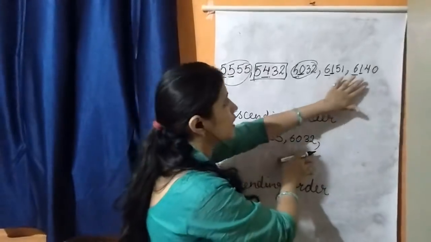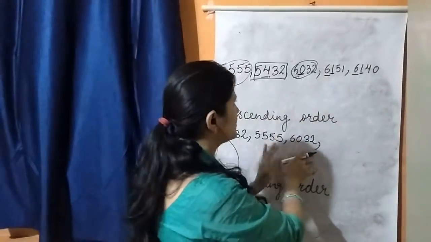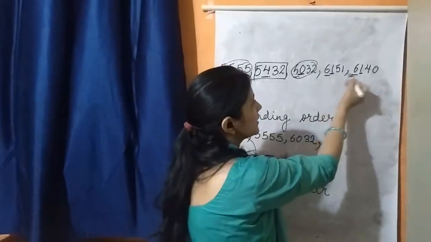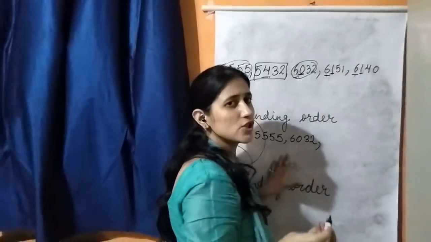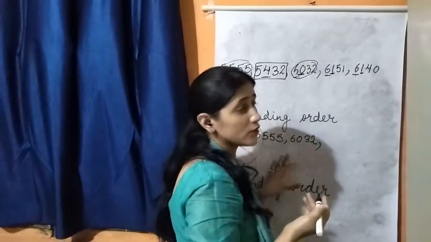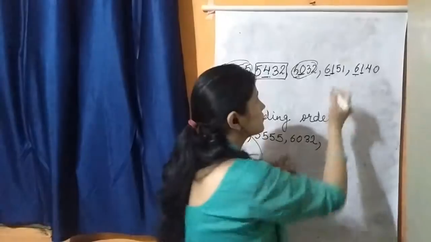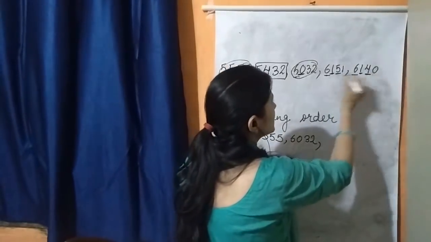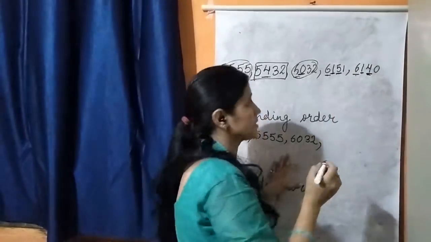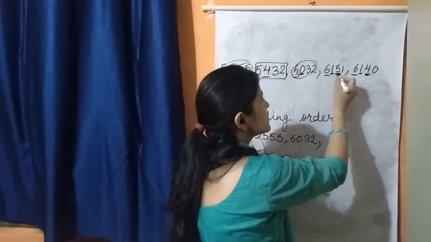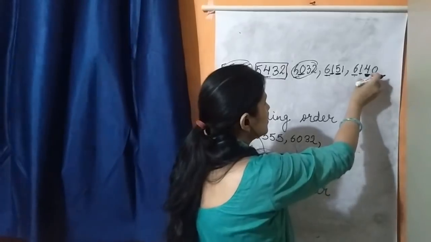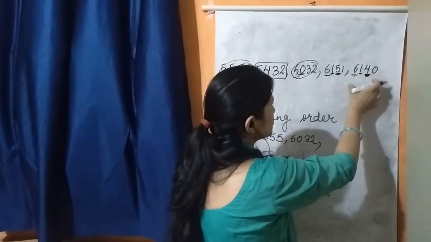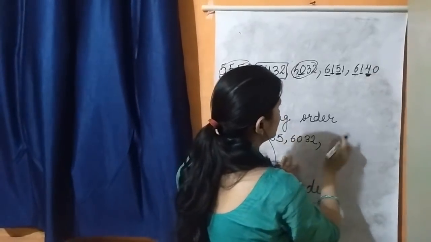Okay, now these two are left for the comparison. Here we have already seen that their thousands place is the same and their hundreds place is also the same. So now we will come to the tens place, and there is a difference in the tens place. The tens place of this number is 5 and here it is 4. Okay, so this is going to be our next number.